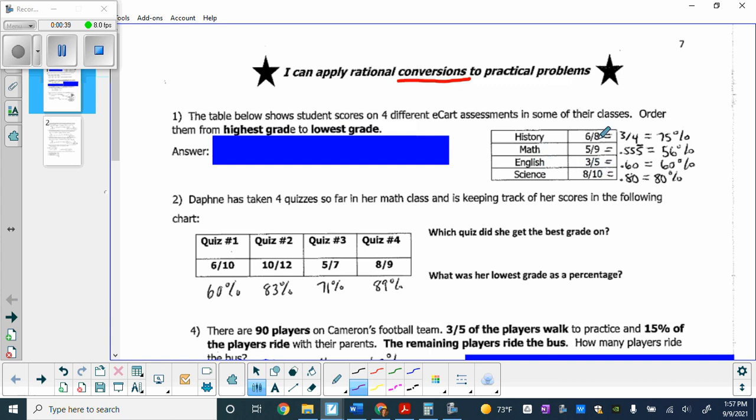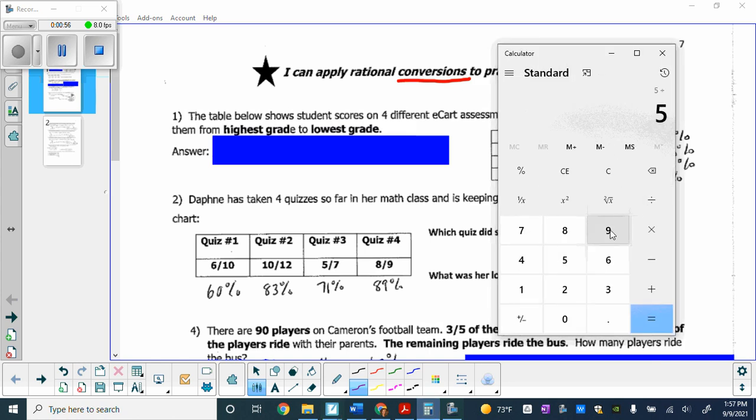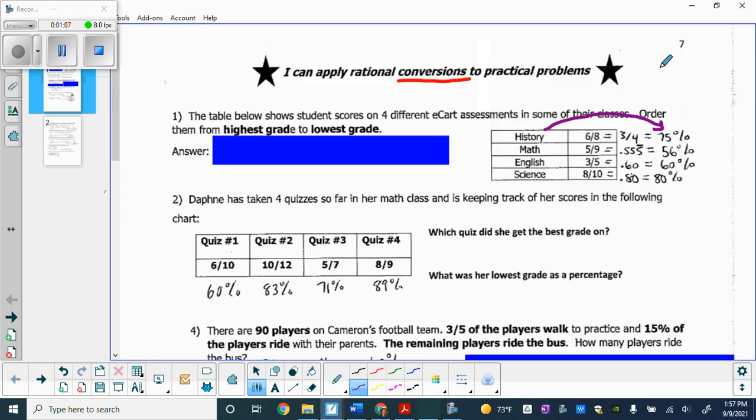So a lot like you guys are seeing in your Google Form scores or things like that, they're fractions. And sometimes, like the first one, you can just reduce it and immediately know that you've got a 75%. So like history, that score is a 75%. Now for math, if you get a 5 out of 9 and you've got 5 divided by 9, when that decimal moves over, the 55.5 is going to get rounded up because it's a 5 to a 56%. So the teacher is going to think of that as a 56%.